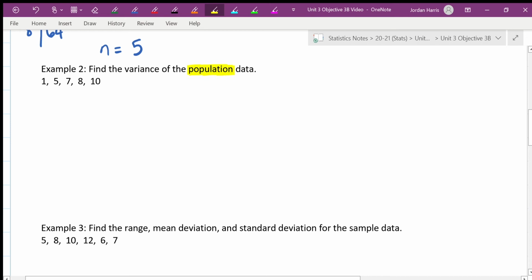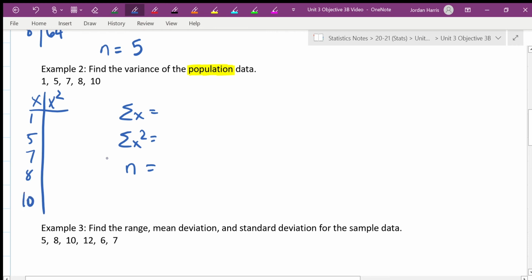Next, we have population data, but we start off exactly the same. I need to find my sum of x, the sum of x squared, and my n. So my x is 1, 5, 7, 8, 10. My x squareds, square each one. If you need to use a calculator to square it, that's fine, use it. Add them up. I get 31, and adding up the x squareds, I get 239. And how many are there? In this case, there happens to be 5 again. Remember, how many data points.